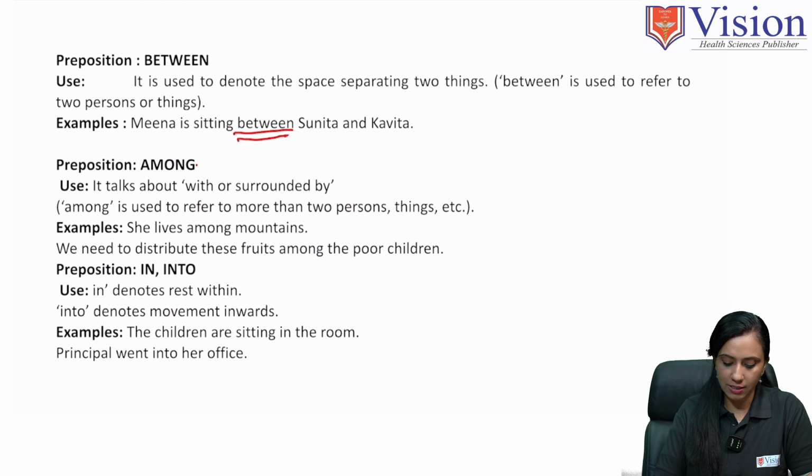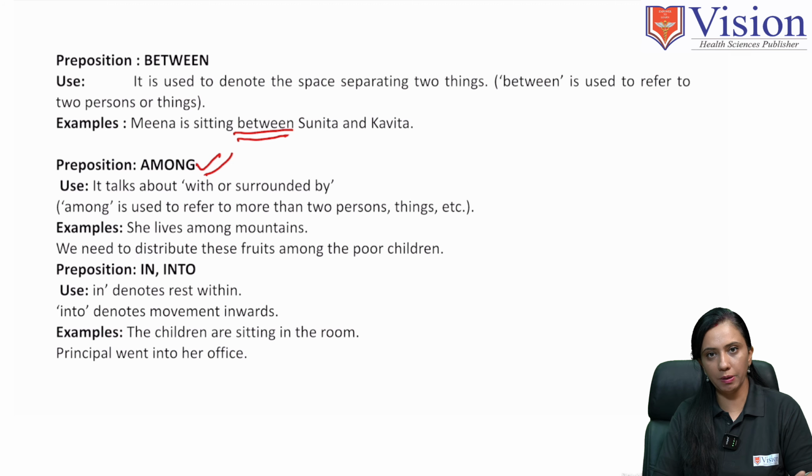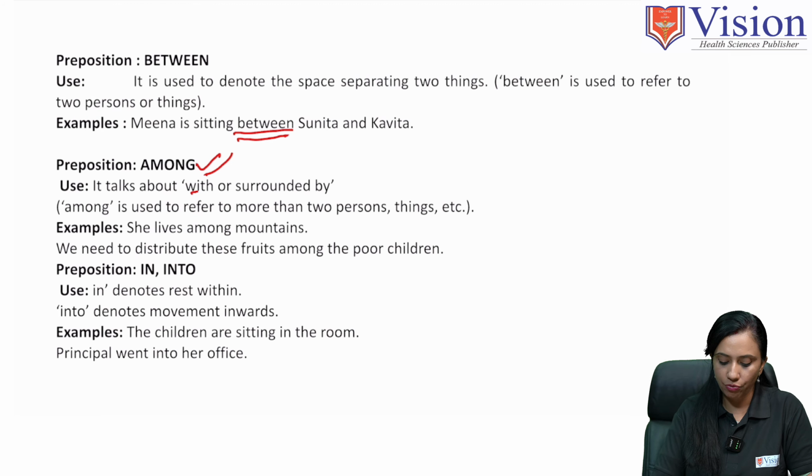Then we have another one, that is among. So when we have more than two people or things, we say among. It talks about with or surrounded by more than two persons or things, like she lives among mountains.